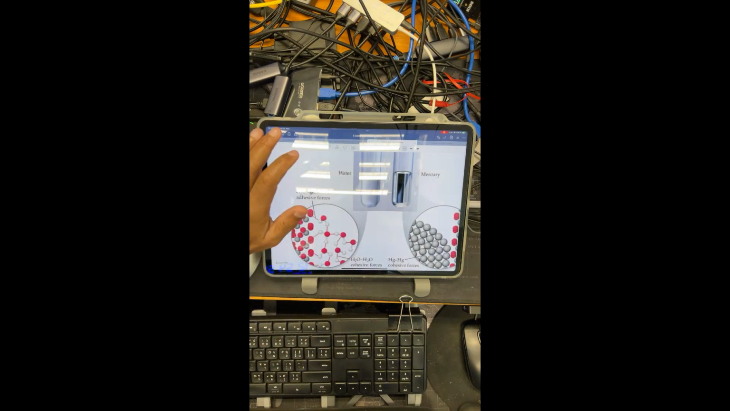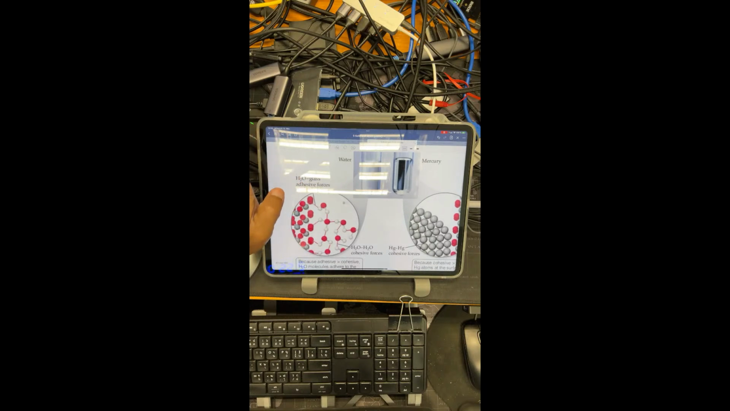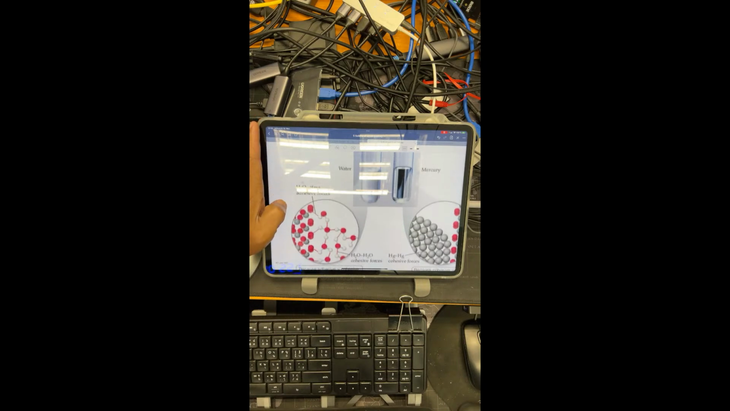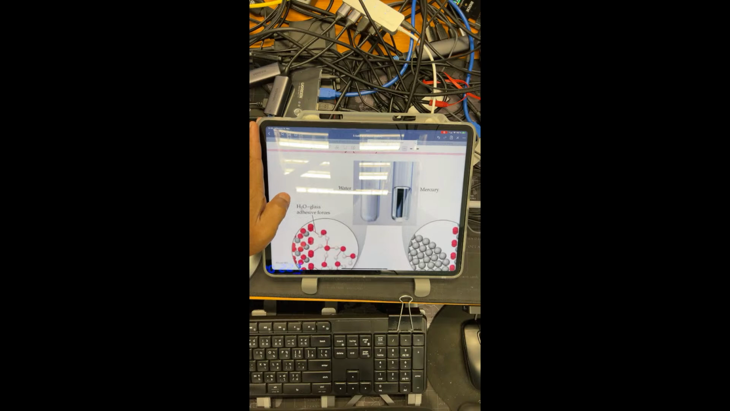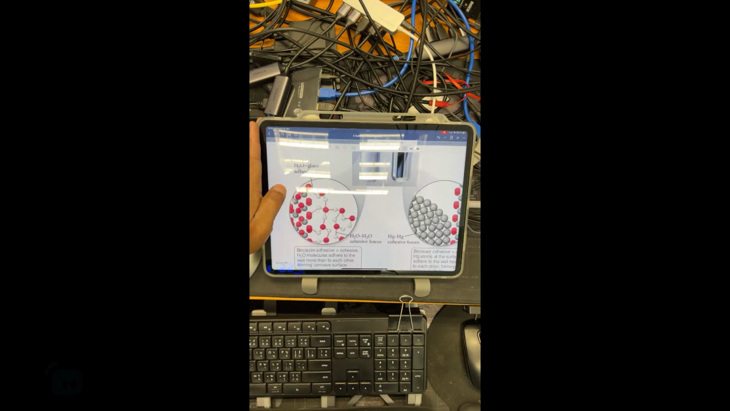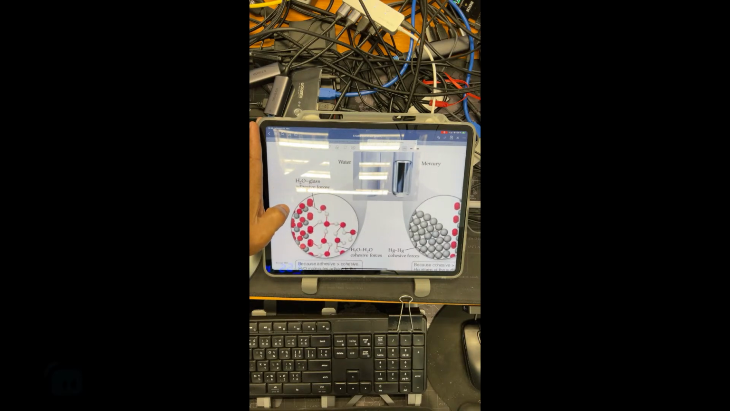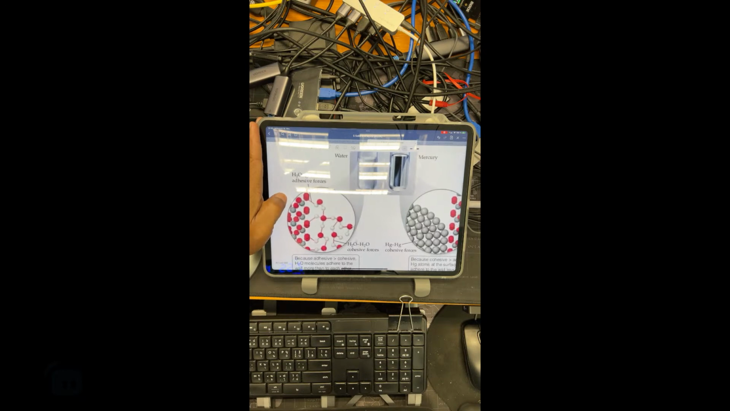It has the shape like this, okay? And this one is like this, convex and concave, right? Okay, in order to explain what happens in nature, we will consider two kinds of force. The first one is the adhesive force, and the second one is the cohesive force.